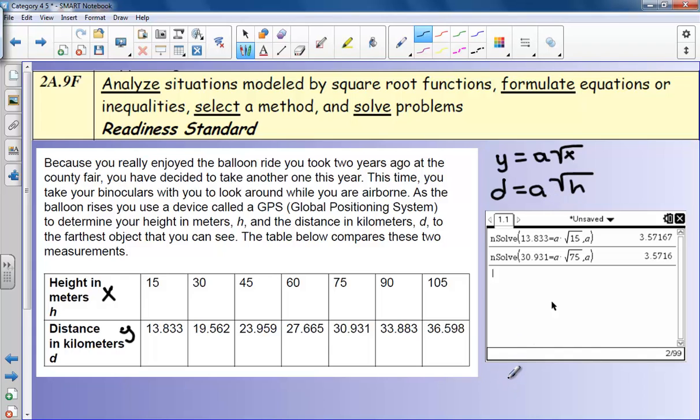So my equation for this would look like, I just substitute in what I found, 3.5716 times the square root of h. And then I could use my x and y and go ahead and graph that, and I can pull up other values here and then make predictions based on that information. So that's just quickly how to find a here.